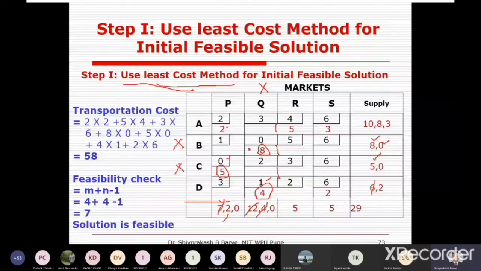Again here I got 3, 2 and 6, and there is a tie between 2. There is 2 here as well as 2 here also. So you consider any one, you will get the same answer. Here I have considered this 2 and I have allocated 2 units here because 2 units are balanced from this warehouse or market P, and warehouse P capacity is over. That is AR, AS, then DR and DS.